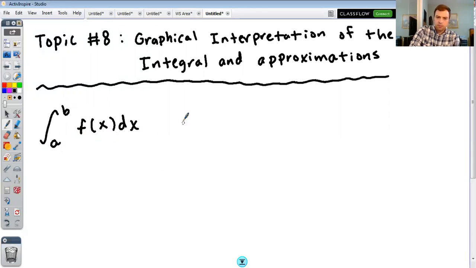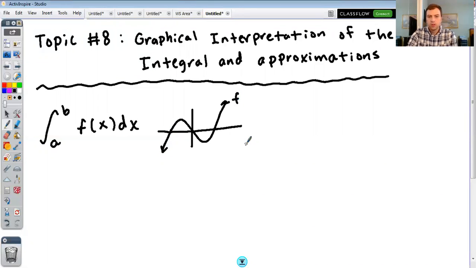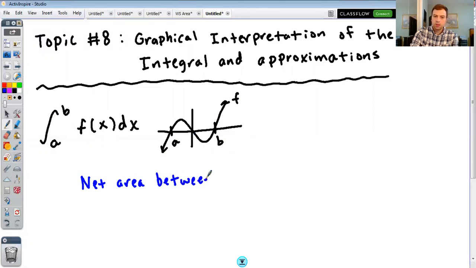So if we look at a basic graph here. Okay, let's say that this is f of x, and this is a, and this is b. When we look at the integral from a to b, this is going to represent the net area between the curve and the x-axis.